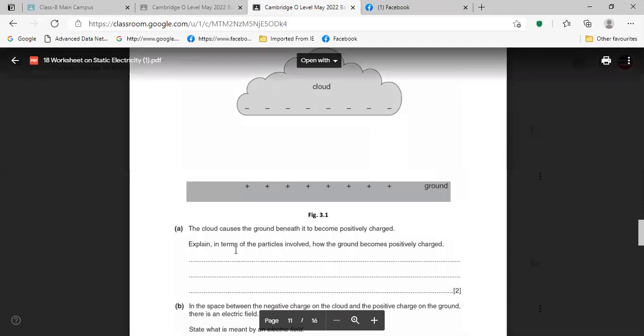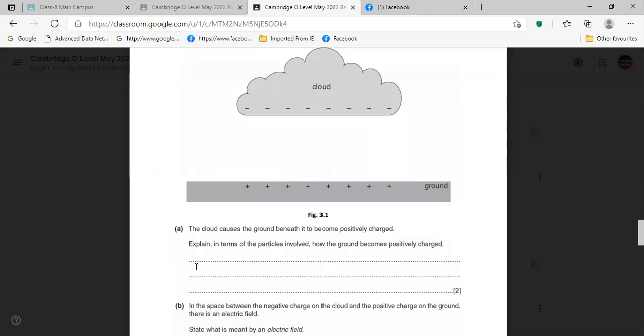So how will we write it, Adrita? We are going to mention the repulsion of electrons. How does the ground become positively charged?